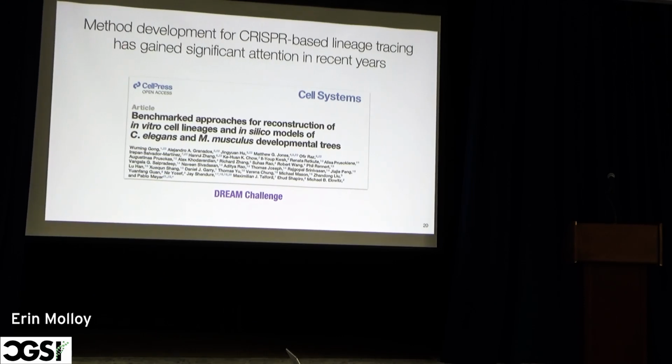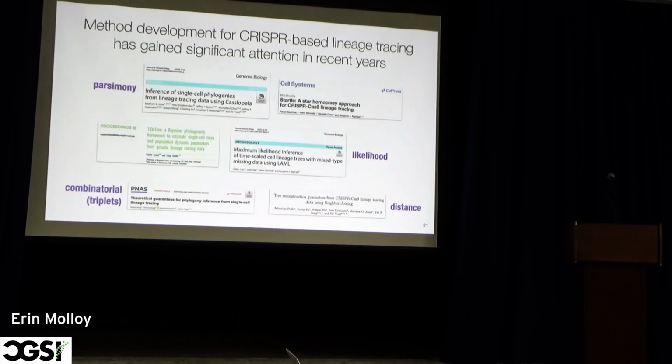It's the Dream Challenge, and it was basically a challenge to get a lot of method developers to develop new methods for reconstructing cell lineage trees. And around that time and since then, there's been so many different methods developed and they work in different ways. Parsimony is what I'll be talking about today.